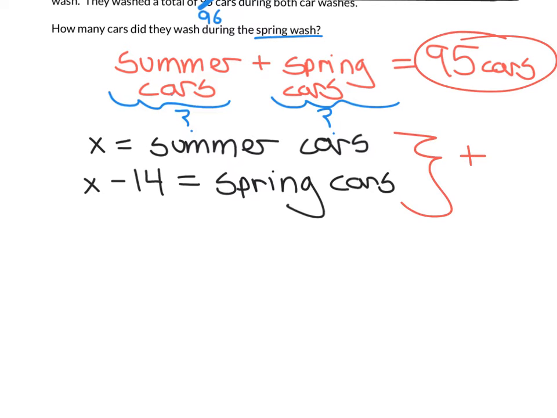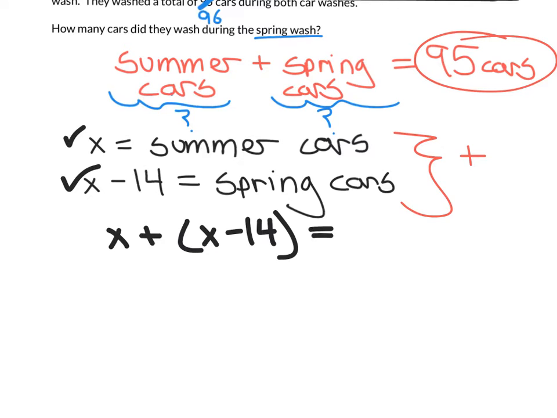So I'm going to go ahead and do that and write out my equation. My summer cars are represented by X, and my spring cars are represented by X minus 14, or the 14 fewer cars that were washed in spring than in summer. And this total is going to give me 96. And this should actually be 96 because in your book, you're told that the total cars washed are 96.